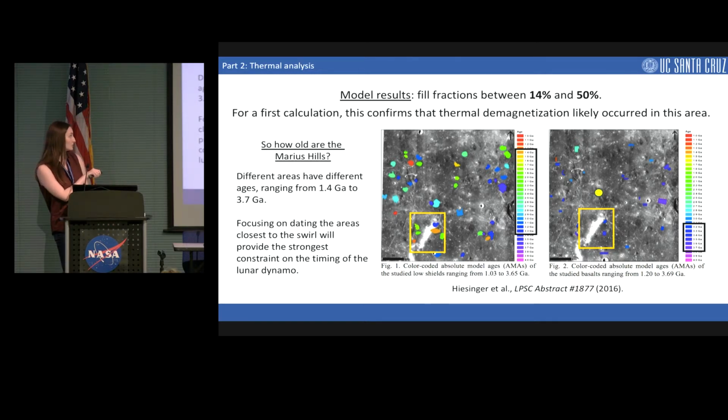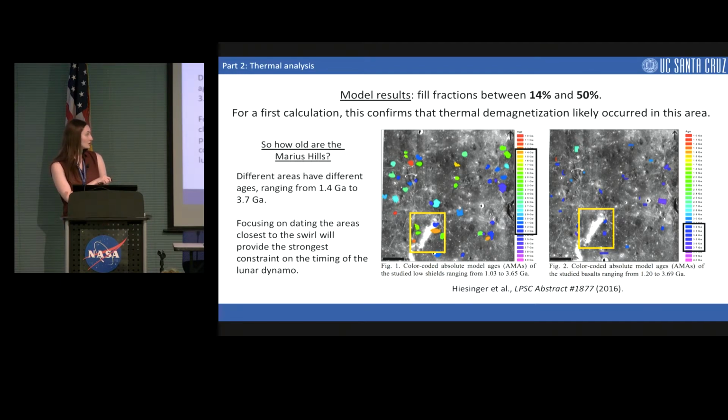This first image shows shield volcanoes, and here is the tail of the swirl coming right up into the Mariusz Hills. And as you can see, there's a pretty wide range of ages right next to the swirl. There's about 3.3 all the way up to 1.4 billion years. So by looking at this region a little more closely and figuring out specific ages of things right next to the swirl, we can put stronger constraints on it.